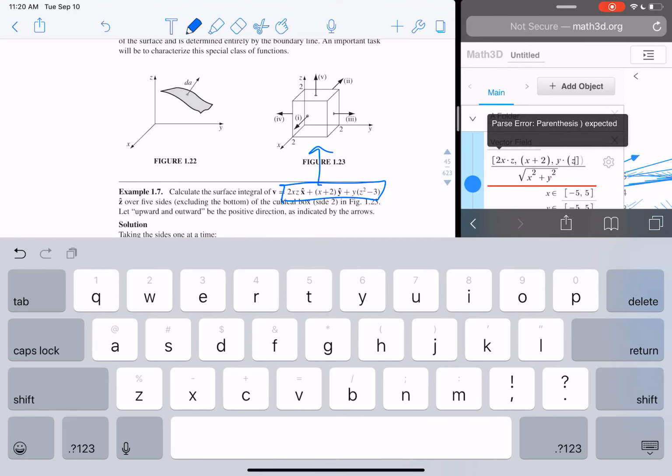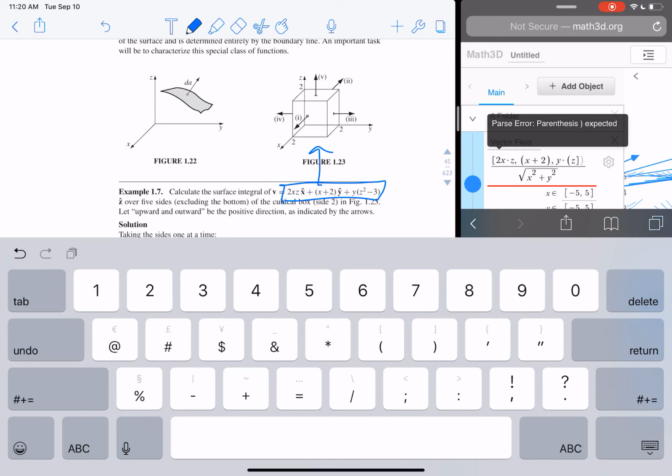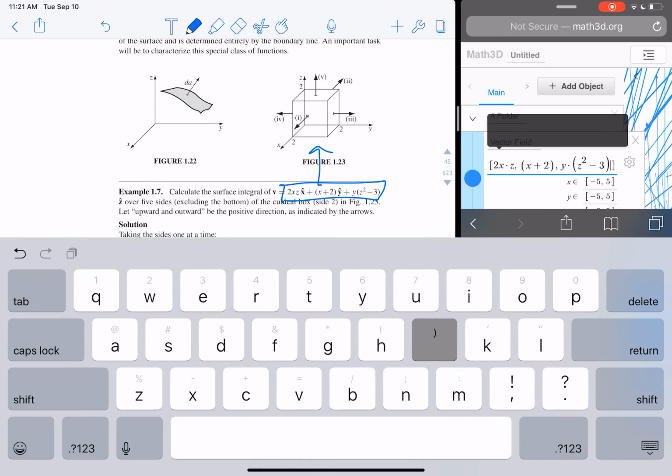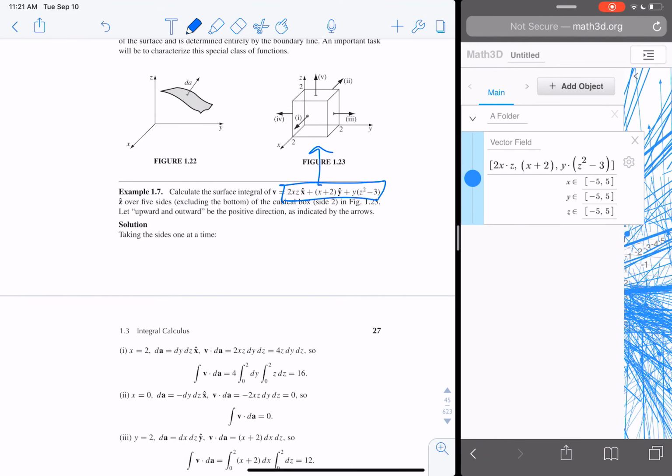where is my caret? Shift 2, okay, and minus 3, and we can get rid of this bottom normalization thing. Parentheses expected, okay, add a parenthesis, z squared minus 3, there it goes, boom. Okay, so let's take a look at this vector field.